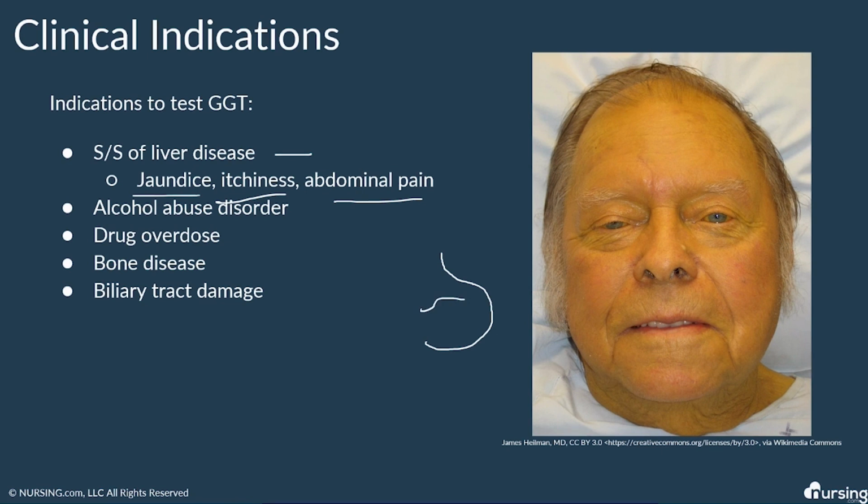We'd also see, of course, as I mentioned, if someone came in and was seeking treatment for alcohol abuse disorder, the GGT is monitored. And if a patient has a drug overdose, we know that medications are metabolized by the liver, and the GGT can tell us how those hepatocytes are actually responding. We talked about the bone disease differentiation because GGT won't be present if someone has bone disease with an elevated ALK phos. It also would be indicated in someone with biliary tract damage. They're going to have a lot of abdominal pain, pretty typical.